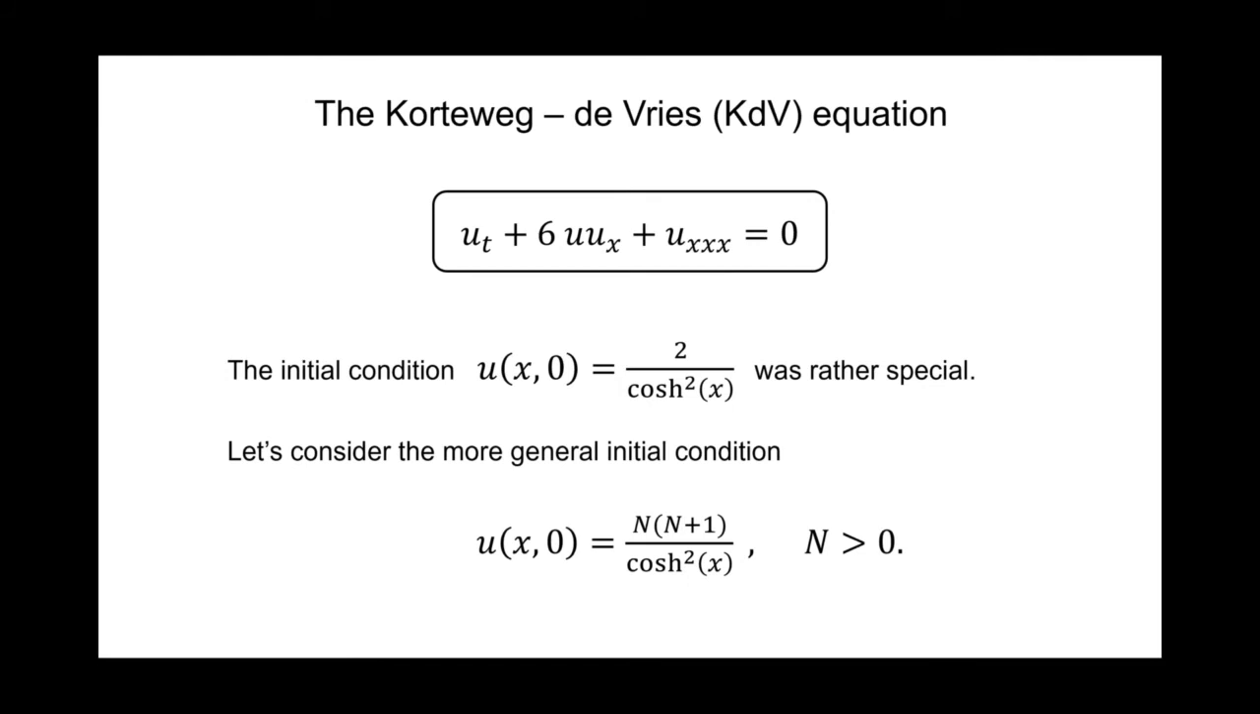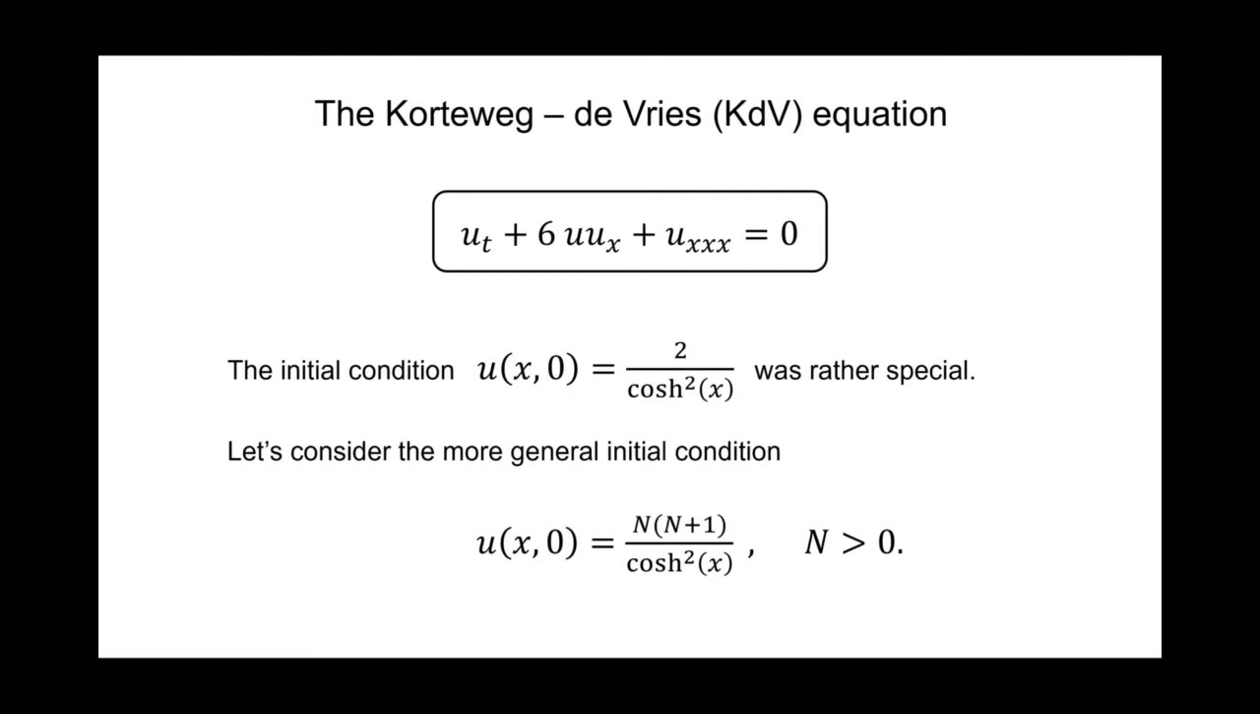Nice, but you might complain that the initial condition that I chose was rather special. So to answer that question, let's consider a slightly more general initial condition where instead of a factor of 2 in the numerator, we'll have a factor of n times n plus 1, when n is a positive real number. So in particular, when n is 1, we get 1 times 2, which is 2. So we go back to the initial condition that we studied in the last few minutes.